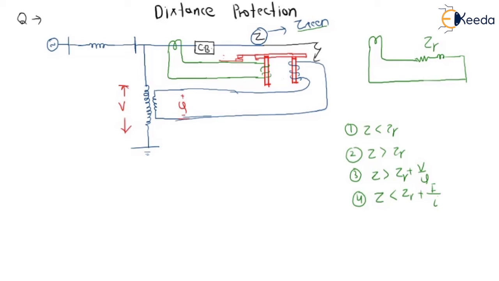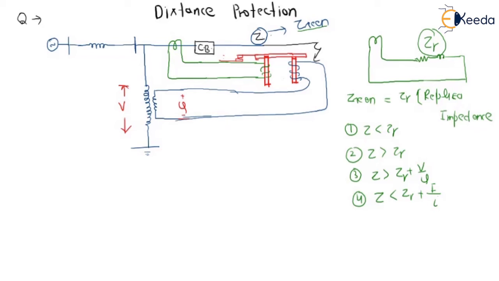You should see this carefully because this question has been asked in the ES examination. The first option will be correct because Z seen should be less than ZR. ZR means the replica impedance. Z seen is compared with this ZR, which is also called the replica impedance.